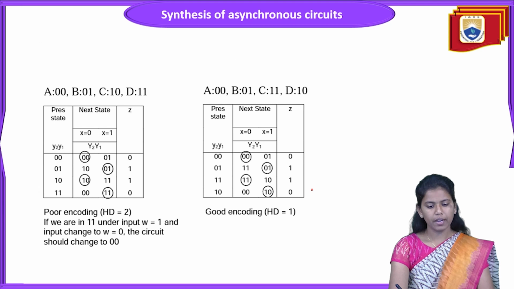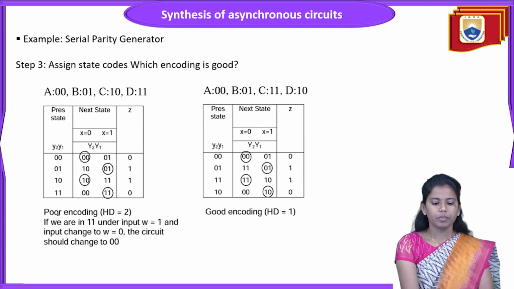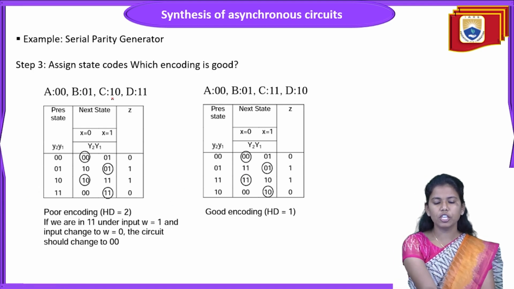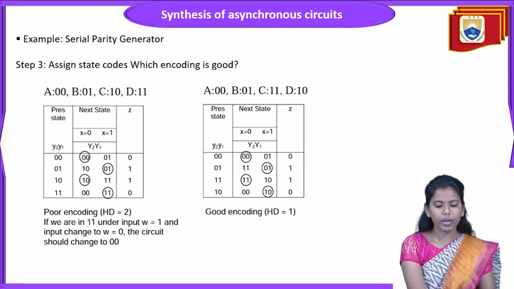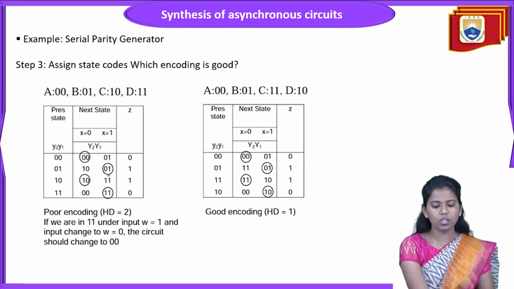It's a bad encoding. And now we will see 0, 0, 0, 1, 1, 0 and 1, 1. These are nothing but the assigning of the codes to the bits. And now we will see the poor encoding. Why are we saying here it is a poor encoding? Because here HD is equal to 2.